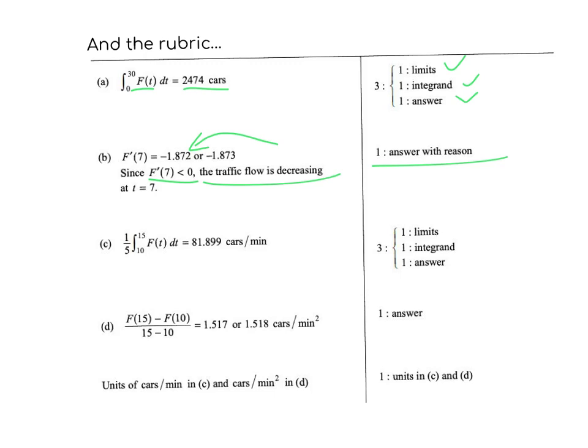I love it. Number C rather, the limits of integration, 10 to 15, the integrand, f of t on the inside again, and then the answer, basically knowing that you got to multiply by 1/5. And then finally, you don't get a point for the difference quotient, you get 1 point overall. And then we get a point for making sure you have the correct units in C and D. If you have one pair of incorrect units, you don't get any points for that.